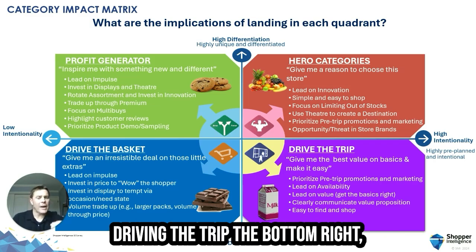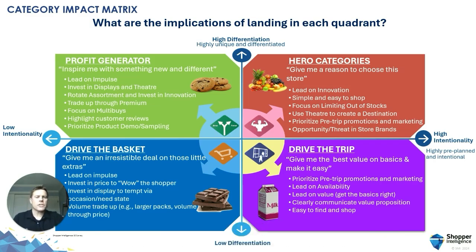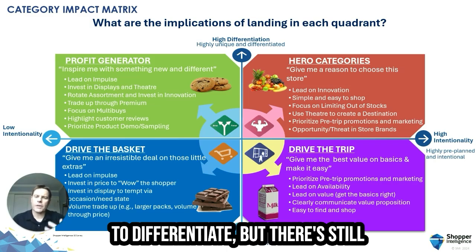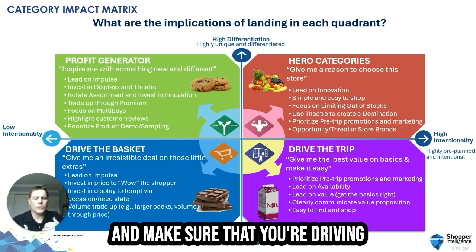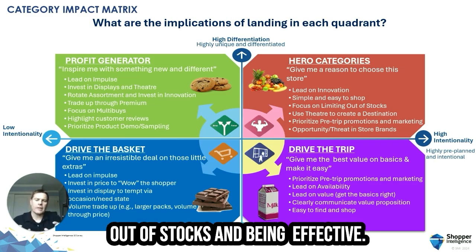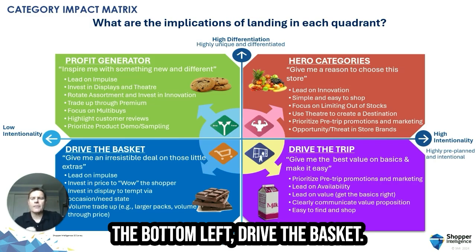These are the priority categories where you've got to lead in many different ways and get a lot of the things right. Driving the trip, the bottom right: there's just not quite that opportunity to differentiate, but there's still that need to get the basics right and make sure that you're driving the shopper and maintaining good out of stocks and being effective. The bottom left, drive the basket.